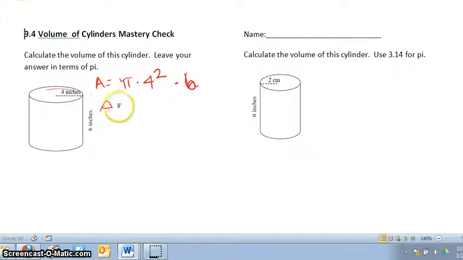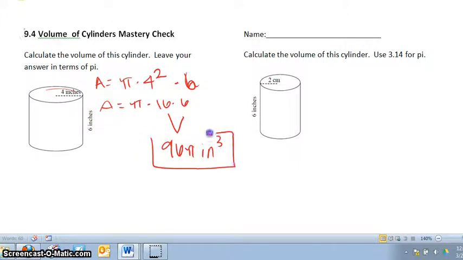So the area is pi times 4 squared, which means 4 times 4. So pi times 16 times 6. Because this says leave your answer in terms of pi, we can leave this there. We don't have to replace it with 3.14. And we can just multiply together 16 times 6. So that is equal to 96. So we have 96 times pi, and our units are inches. Talking about cubic inches for our volume.